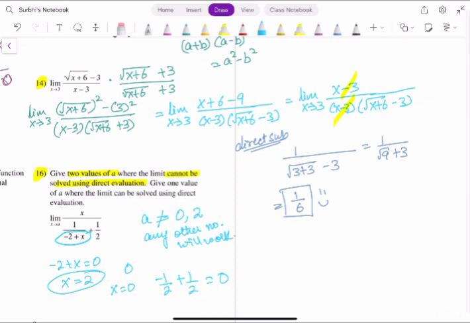So again, in question number 14, it is radical x plus 6 plus 3.